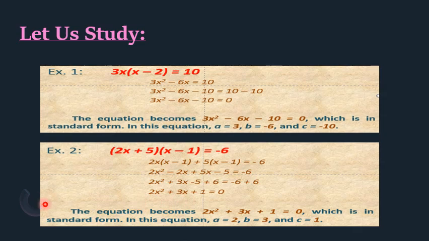Now, the equation becomes standard form, which is 2x squared plus 3x plus 1 is equals to 0. Karon ma-identify na nimong value sa A, which is 2, ang value sa B, which is 3, and the value sa C is equals to 1. So, mao ni siya ang quadratic equation.